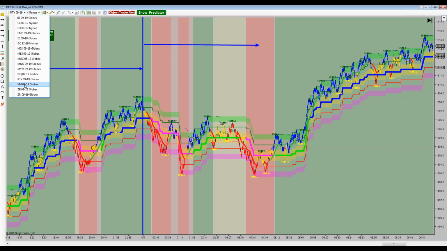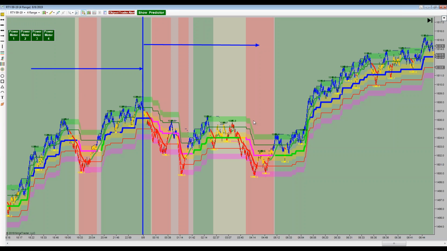We also in the room have the mini Dow, also $5 a tick. This is the YM futures. We'll look at this tonight. And what you see here is we're connected to the data feed to our broker. And this is 4 range bars. We like 4 range bars. We've traded them for 10 years.